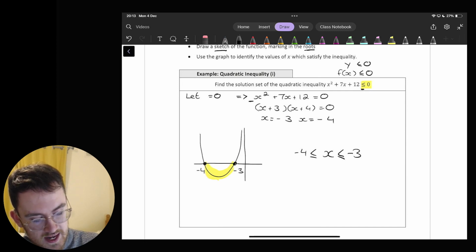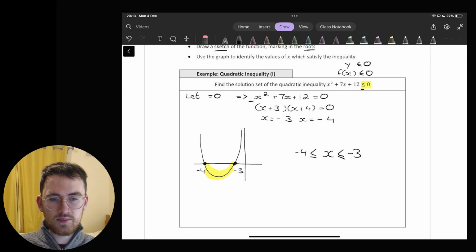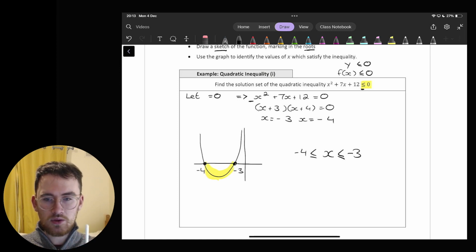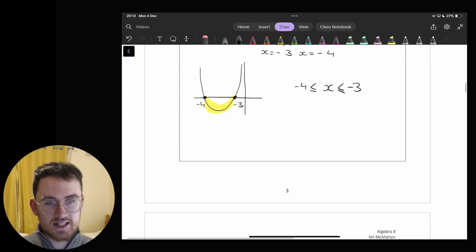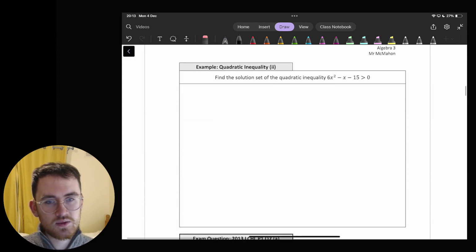So we're looking at the negative y values. Where are my negative y values? Below the x-axis. But that's the general gist of it, okay? And these sort of questions, your quadratic inequalities, come up in a few of your other types of inequalities. So that's kind of why it's important to make sure we have these ones off well.